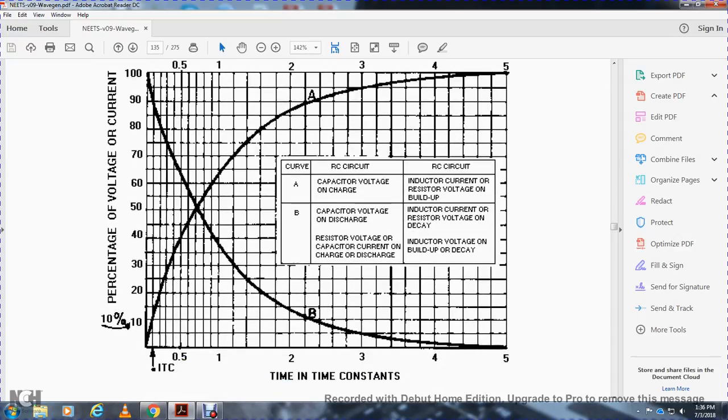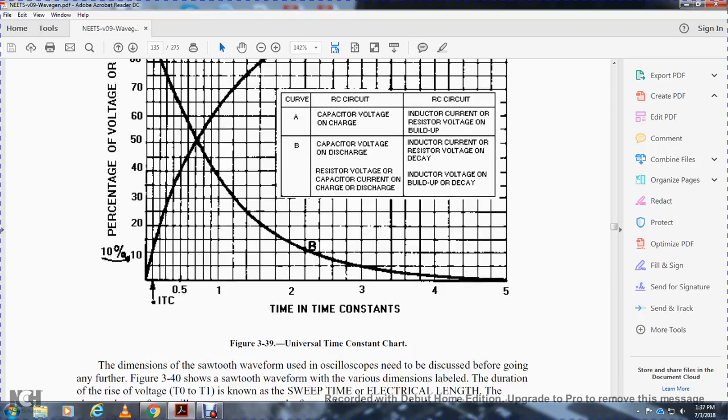Alright, this shows your time and time constant, 0 to 1, 0 to 1 through 5% of the voltage current, 10 in percents, 10%. A is the capacitor voltage on the RC circuit, the inductor current with the resistor voltage on buildup, and B would be your capacitor voltage on discharge, resistor voltage, capacitor current on charge or discharge, inductor current or resistor voltage on decay, inductor voltage on buildup or decay.